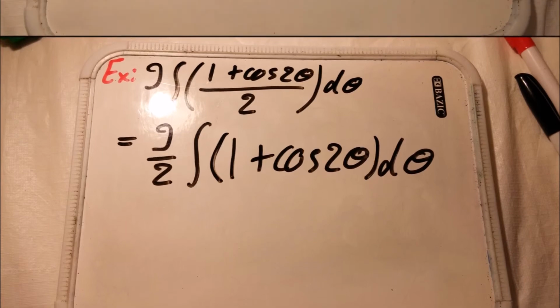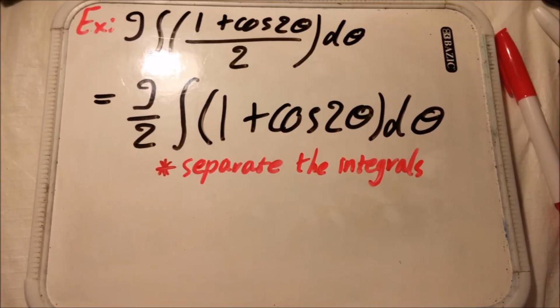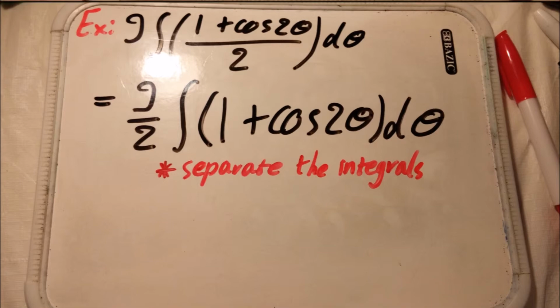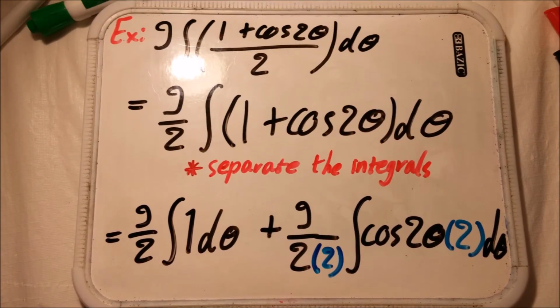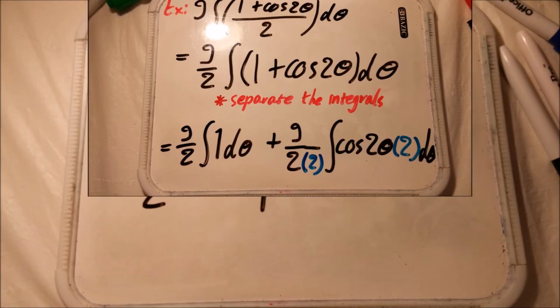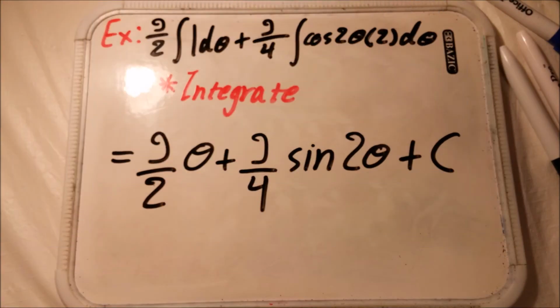Now it's time to integrate, which we do by separating the integrals. This gives us 9 over 2 integral of 1 d theta plus 9 over 2 integral of cosine 2 theta d theta. We multiply the second integral by 2 because later on it will give us just a nice form. When we finally do integrate, we get 9 over 2 theta plus 9 over 4 sine 2 theta plus c.